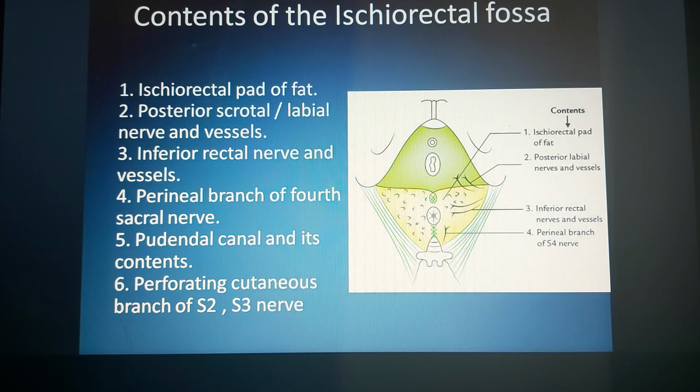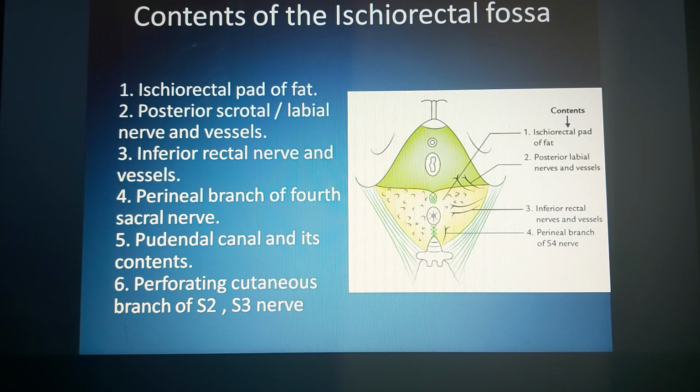Coming to the contents of it, what are the contents which are present within the ischiorectal fossa? It contains the ischiorectal pad of fat, posterior scrotal nerve in male, otherwise labial nerve in female, and vessels, inferior rectal nerve and vessels, perineal branch of fourth sacral nerve, pudendal canal and its contents, and last one, perforating cutaneous branch of S2 and S3 nerves.